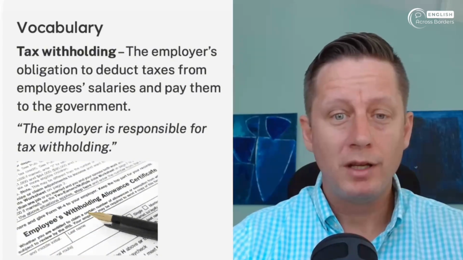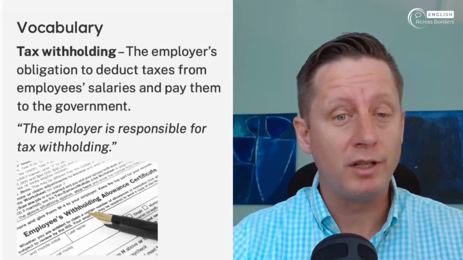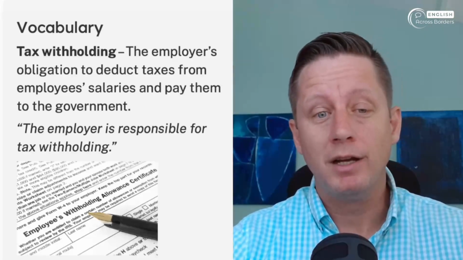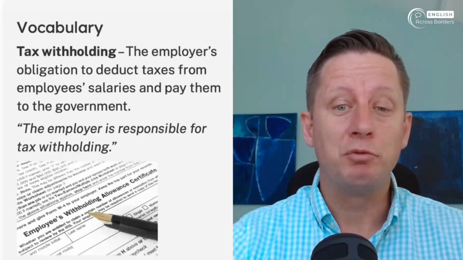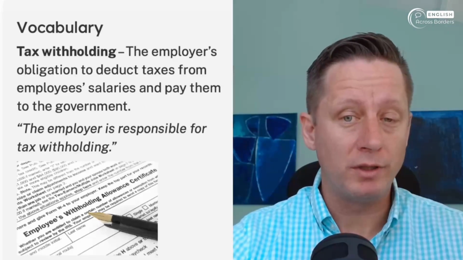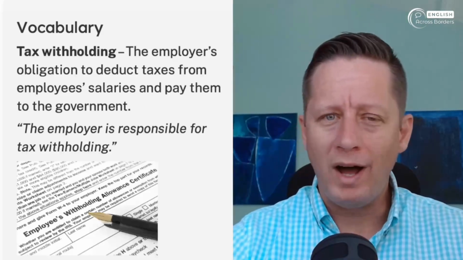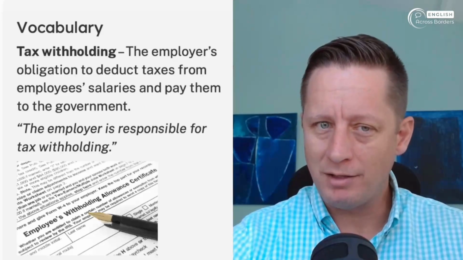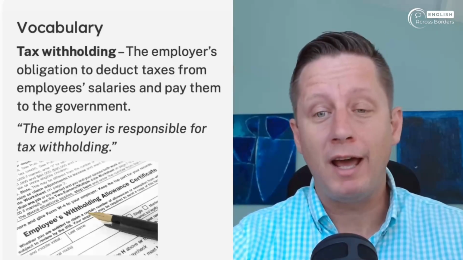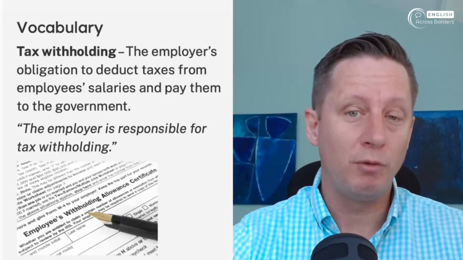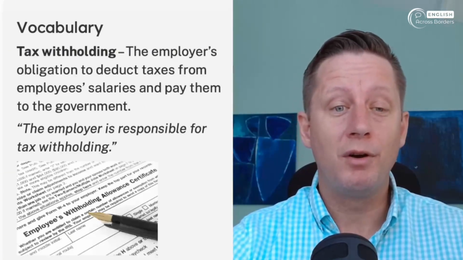Tax withholding means the employer deducts income tax and Social Security contributions directly from an employee's paycheck. For example, the employer is responsible for tax withholding. Let's check out a story. An employee asks, why is my paycheck lower than my salary? The HR officer explains, because we withhold tax and pay it to the government for you. Contractors, by contrast, must handle their own taxes.